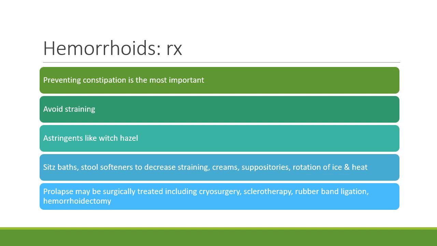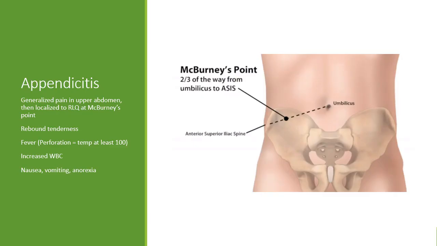Astringents like witch hazel I didn't mention, and then sitz baths as well. If you like witch hazel, you can keep it in the fridge or keep it cold, so you can teach people that, and then they can apply it with a cotton ball. Teach them about not contaminating the bottle. And then cryosurgery, sclerotherapy, rubber band ligation, and hemorrhoidectomy are the different types of surgeries that we use to manage our hemorrhoids.